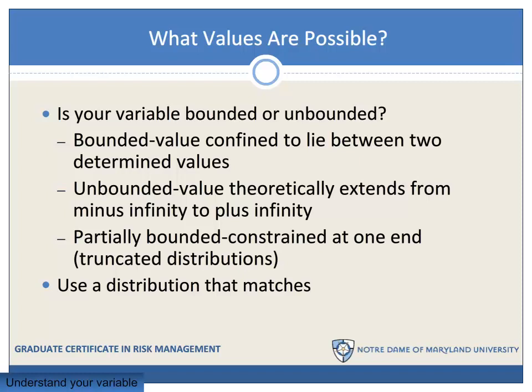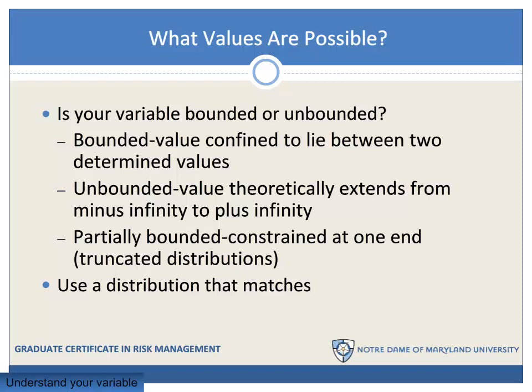Whether the bounds are fuzzy or whether they're very clearly delineated, we would still have a bounded variable. An unbounded variable theoretically extends from minus infinity to plus infinity. Any value at all is theoretically possible. So when we have a normal distribution, we are usually going to be describing a variable that varies over some relatively fixed range. But you should be aware that at least in theory, the tails of that distribution go off to plus or minus infinity.